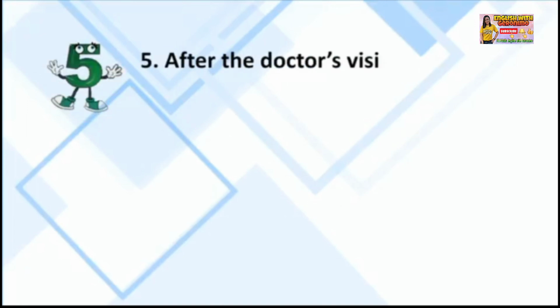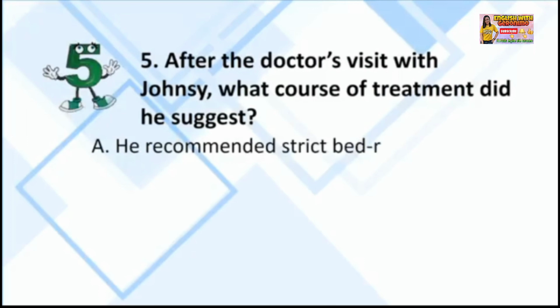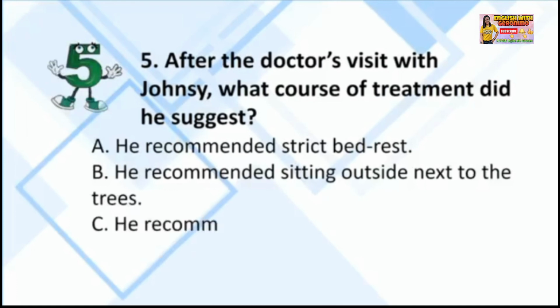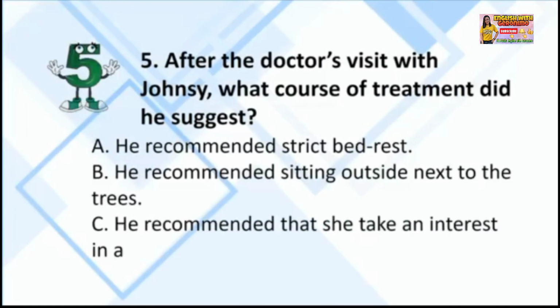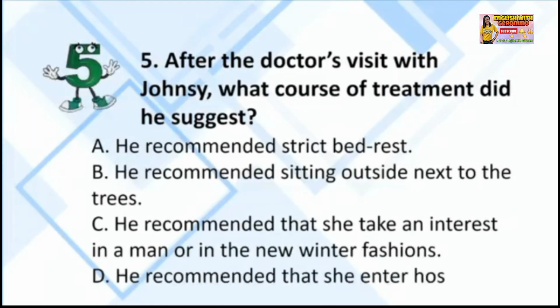Number 5. After the doctor's visit with Chauncey, what course of treatment did he suggest? Letter A. He recommended strict bed rest. Letter B. He recommended sitting outside next to the trees. Letter C. He recommended that she take an interest in the man or in the new winter fashions. And letter D. He recommended that she enter hospice care. The correct answer is letter C. He recommended that she take an interest in the man or in the new winter fashions.